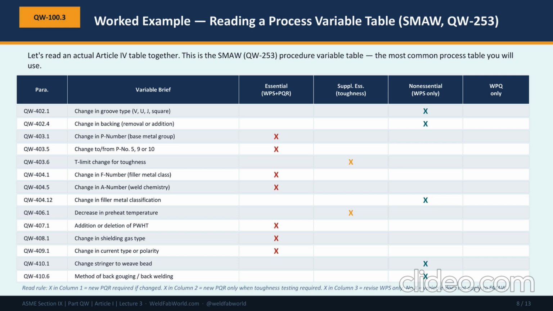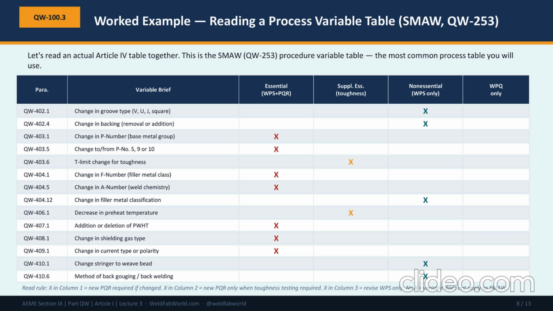QW403.5, change to or from P number 5, 9, or 10. Column 1, essential. These are the special P numbers for higher alloy steels, the chrome-moly alloys in P5, the nickel alloy steels in P9, and the heat-treatable steels in P10. They get their own essential variable because qualification on ordinary carbon steel does not validate procedure for these demanding materials.